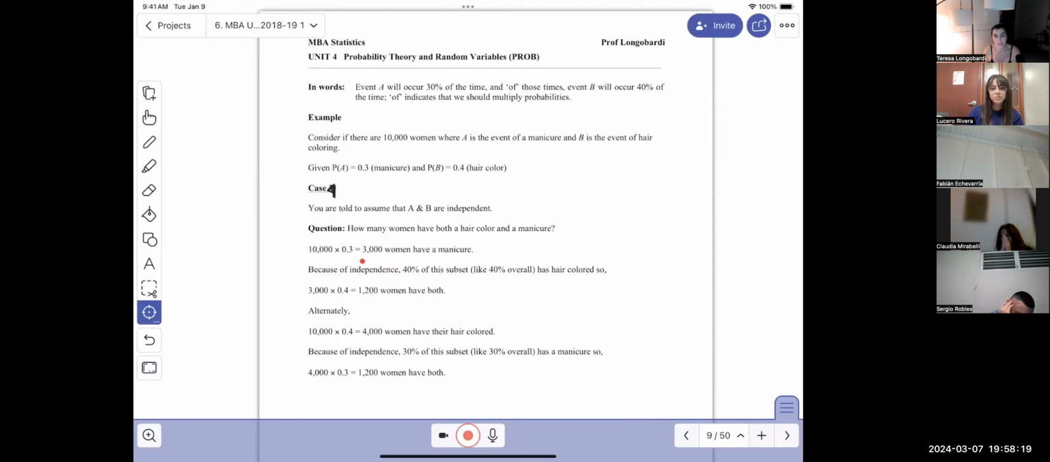So in other words, in the subset of women who've had a manicure, 40% of them have their hair colored too. How do I interpret of? In English, when you say the word of, you mean to multiply. I want 40% of the 3,000. In other words, I write 40% of 3,000. So 1,200 women have both.